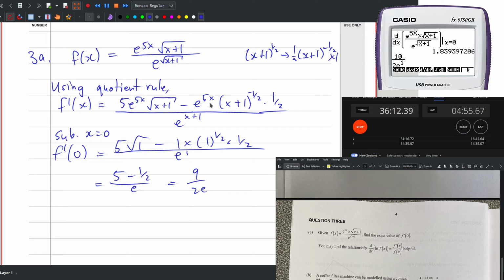Maybe the calculator is tripping. Okay, what if I just put in 5 times e to the 0 times square root of 0 plus 1, minus e to the 0 times 0 plus 1 to the power of negative a half times the half over 1. And yeah, it just tells you 9 on 2, bro.